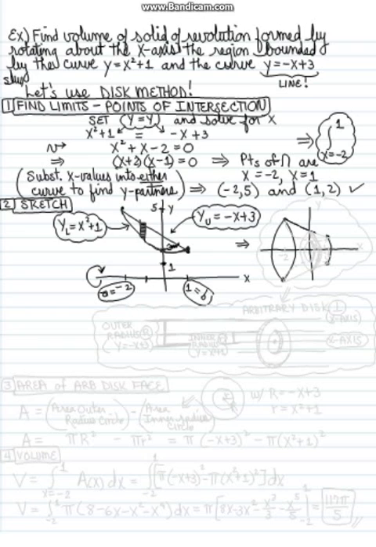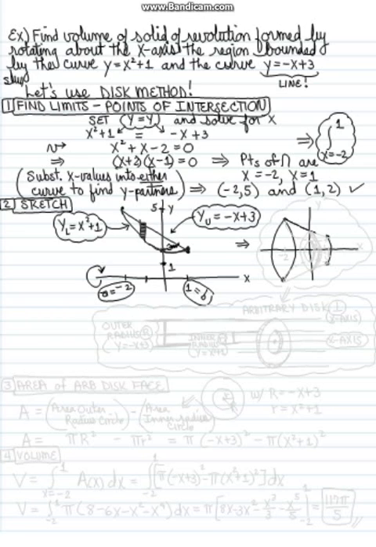Now you can find ordered pairs for each of these by substituting each of the x values into either of the two given functions. It doesn't matter which, because these are points of intersection, so they share the same y partners. We get the ordered pair negative 2, 5 for the first point and 1, 2 for the second point. That establishes our interval of integration, the integral from x equals negative 2 to x equals 1.